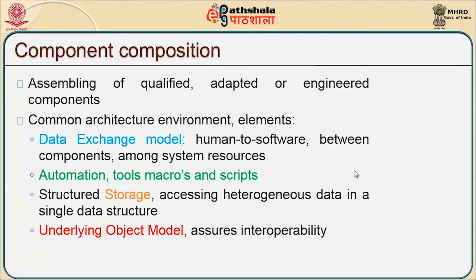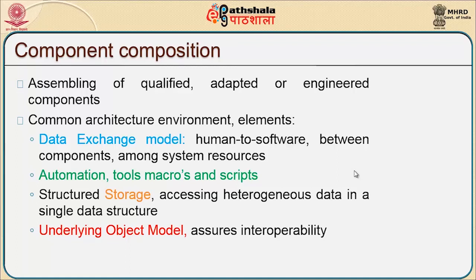Component composition is the assembling of qualified, adapted and engineered components. So whatever we have looked at till now from the qualification perspective, adaptation perspective and engineering perspective, if all these three are combined together, then it becomes a composition of components.